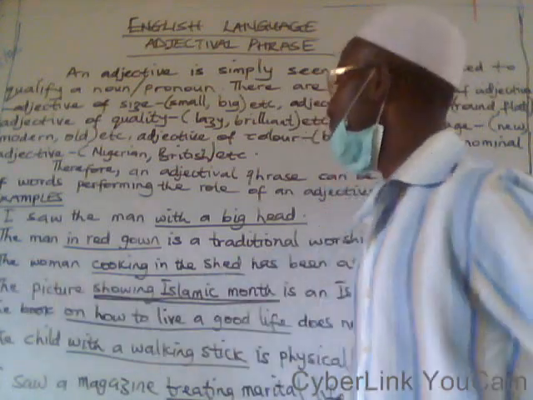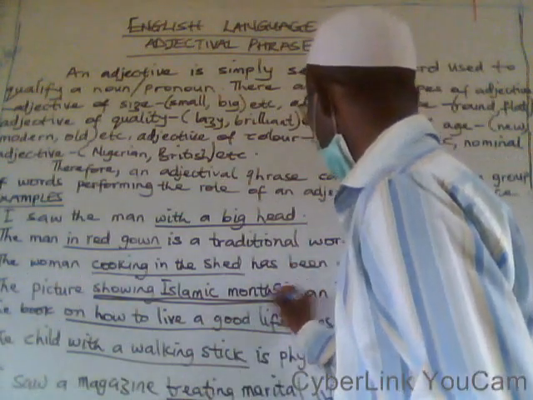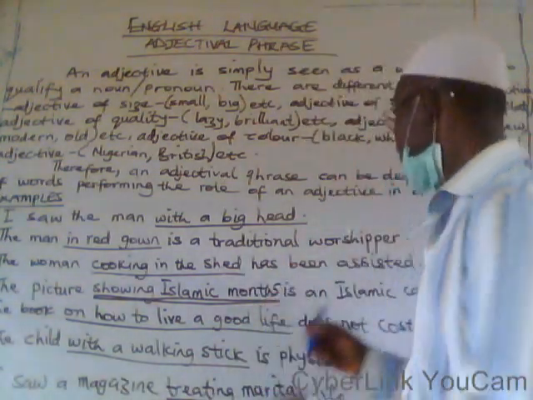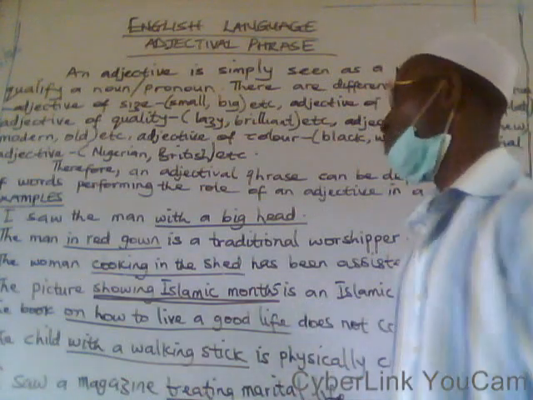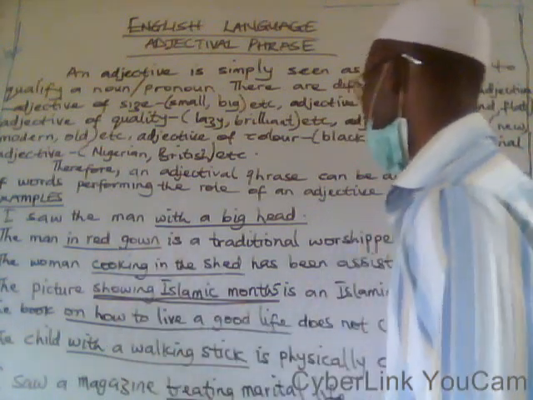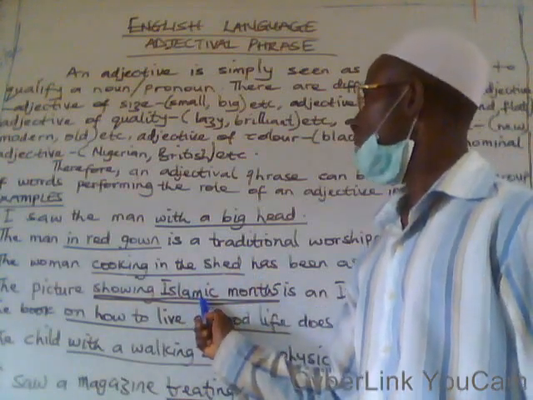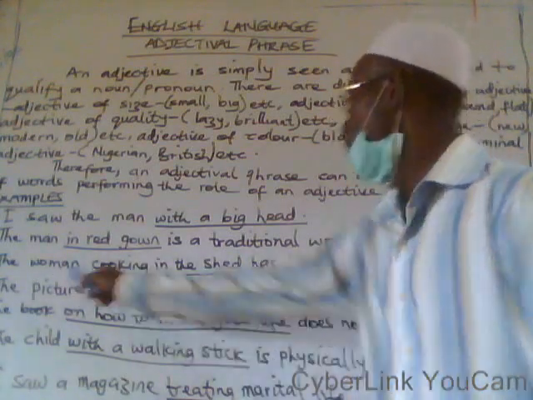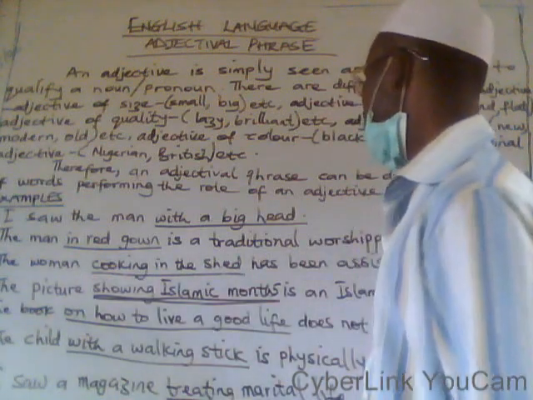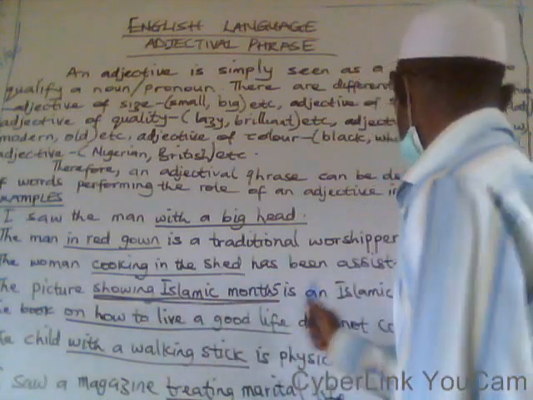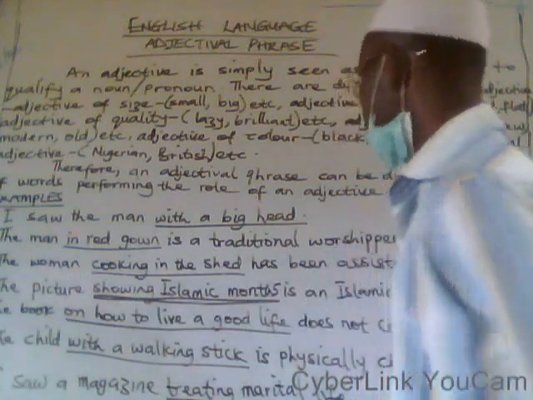The next sentence. The picture showing Islamic months is an Islamic calendar. Which picture? The one showing Islamic month. This is equally an adjectival phrase, because it describes the noun picture here. Which picture? The picture showing Islamic month. That is another phrase describing the noun picture.